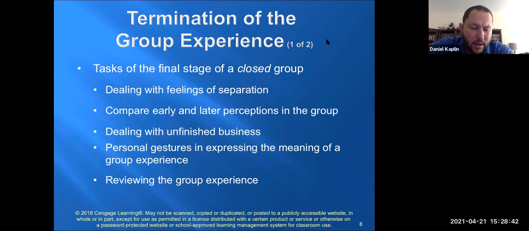Most people, if we go back to the mindset of people in the initial stage of group, there's a lot of misunderstandings about group. There's a lot of anxiety around group. So it's transformative. The group process itself is transformative. So you can compare and contrast earlier perceptions versus later perceptions. You could deal with any unfinished business.